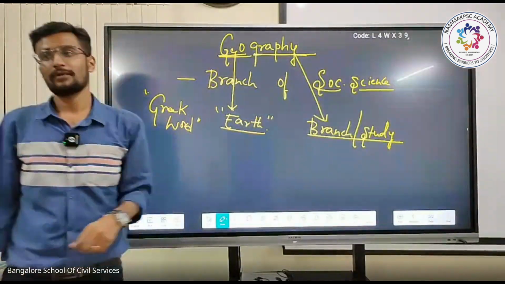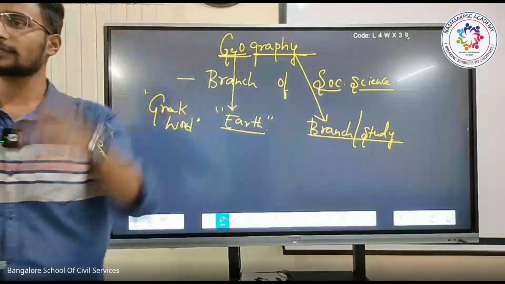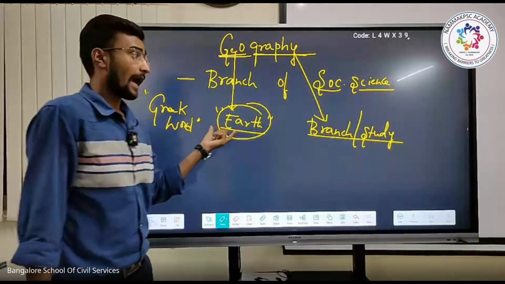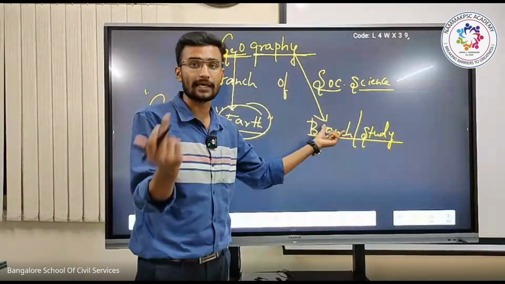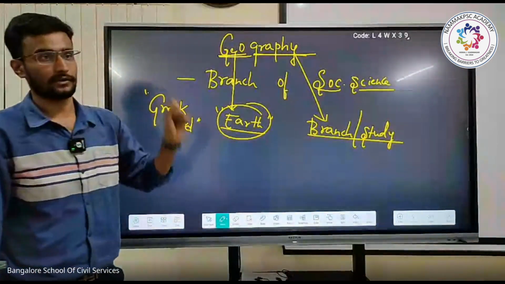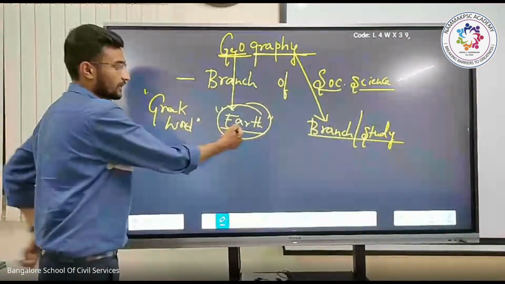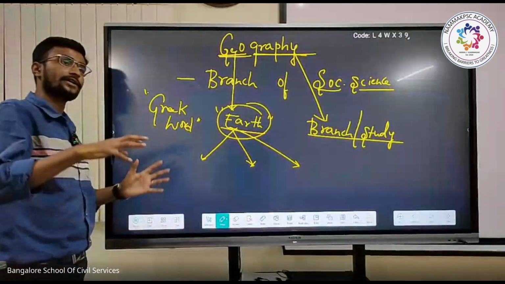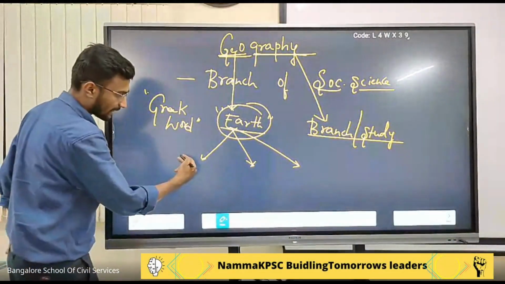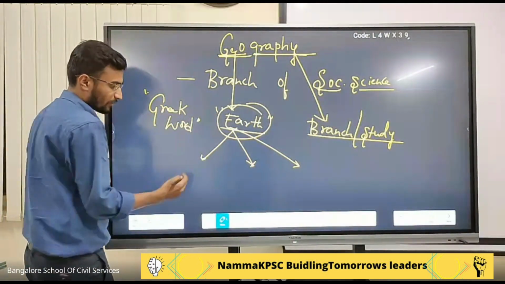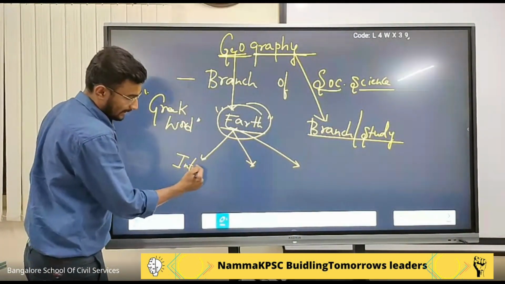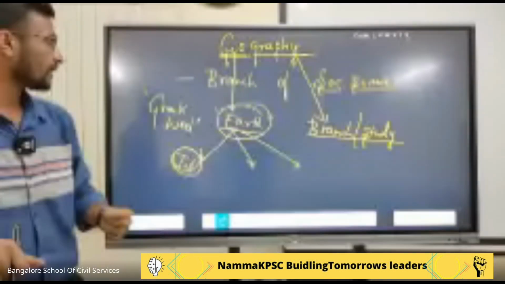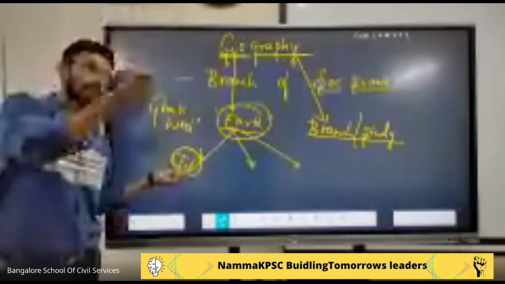Now, what earth? Is it external earth, internal earth, or a relationship? Geography is nothing but geo, which is earth, and graphy, which is a branch or a study. We'll be studying about the earth. Under this, we not only study the external earth; first and foremost, we'll be studying the internal earth. A major important branch is studying the interior of the earth.